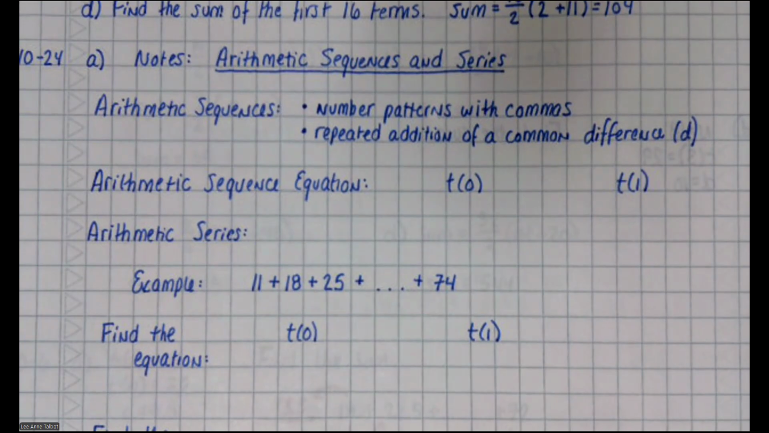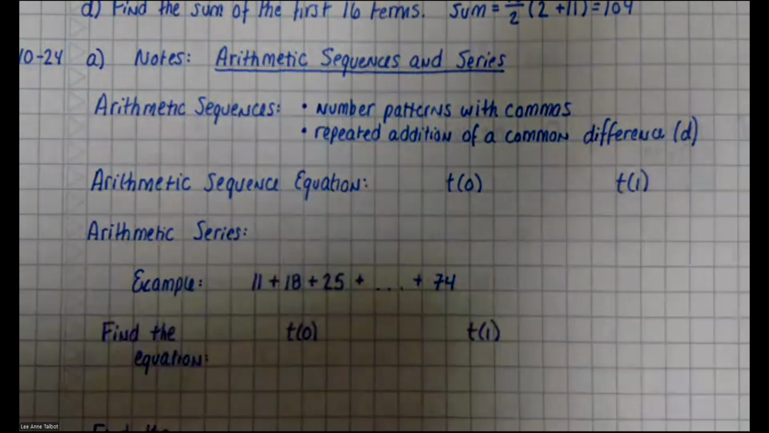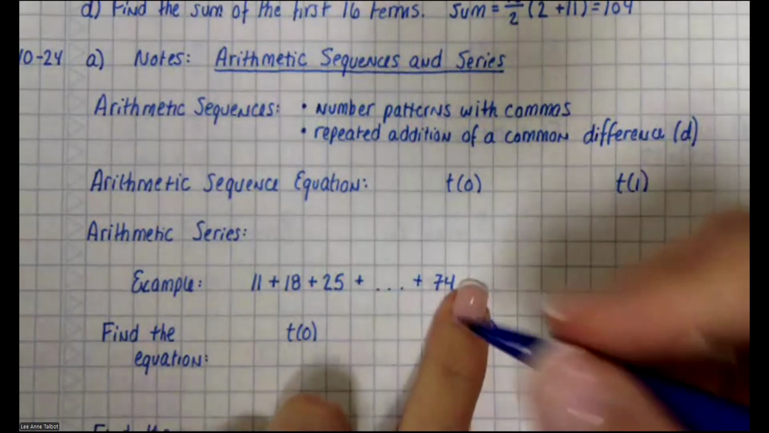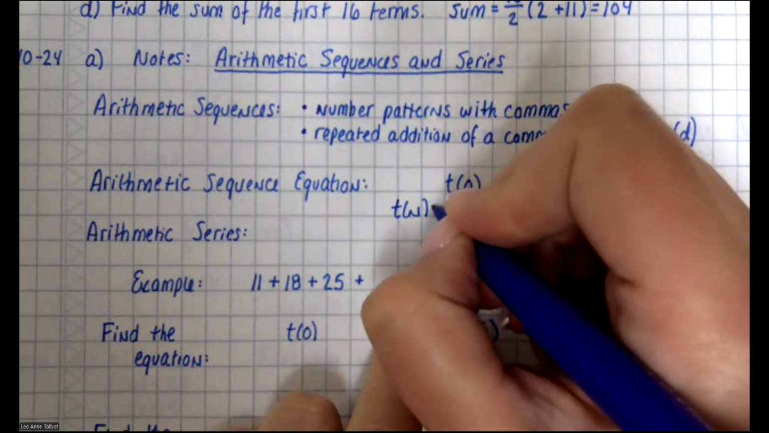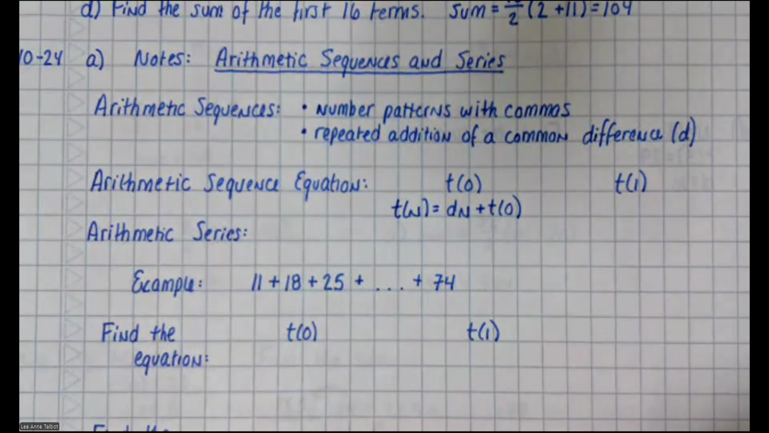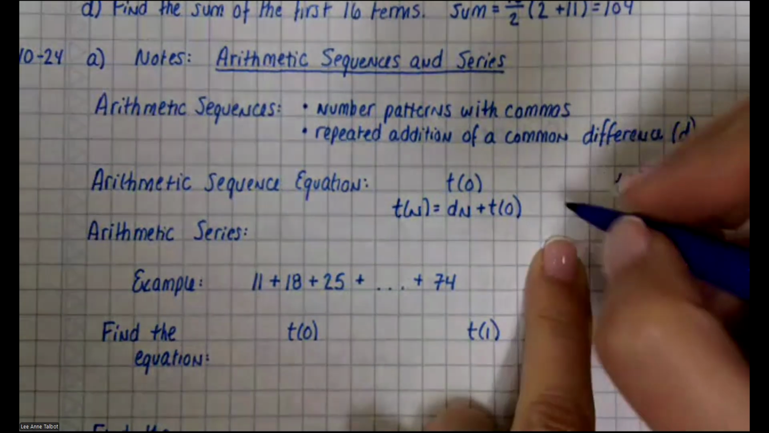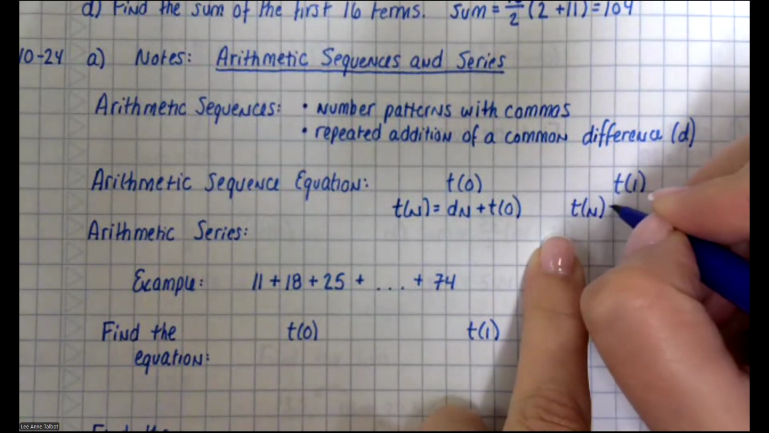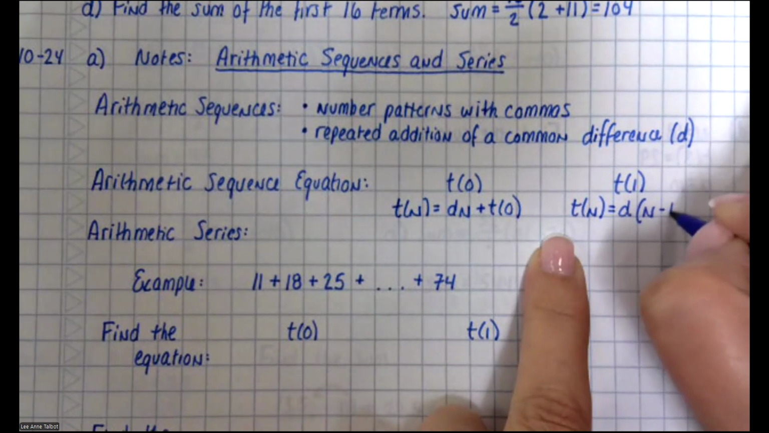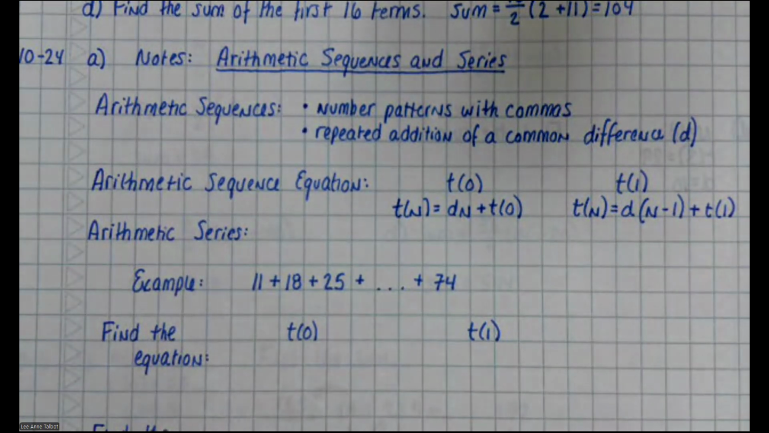Okay, we have two equations we can use. I like this one the best, but you can use the other one. Sometimes you have to. T of n equals D n plus T0. Y equals mx plus b. Or T of n equals D times (n minus 1) plus T1. I'm not going to use this one probably too much unless I'm forced to.